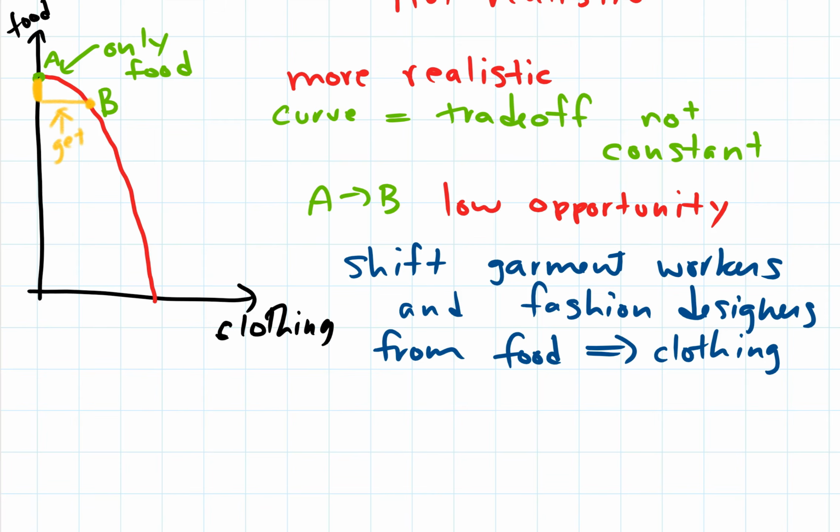Okay, but you see this slope is getting steeper and steeper as we move down the line. So right here it's pretty shallow. As we get down here to the other end, let's make a point here like C. When we start getting closer to the clothing side, the slope gets a whole lot steeper.